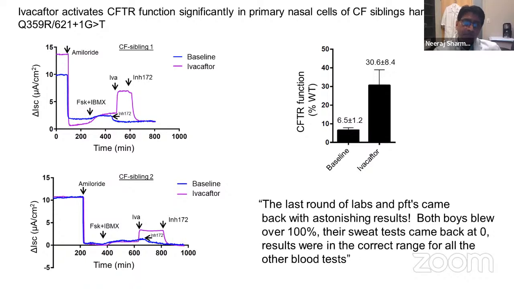And this is the note that we got from the mother of these individuals: the last round of labs and PFTs came back with astonishing results. Both boys blew over 100%. Their sweat test came back to 0. This is quite fascinating for them, and as fascinating and encouraging for us as well, who work in the lab.